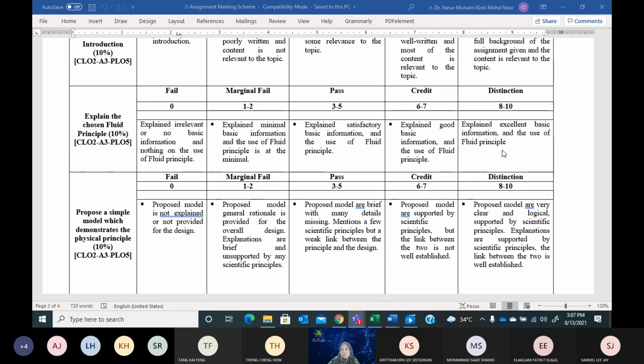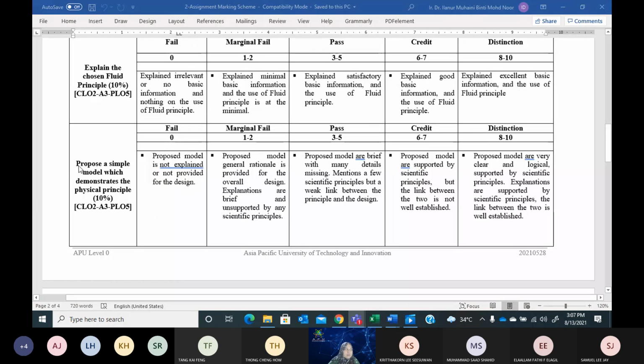Okay, basic information should have, for example, weight. Okay, how much is the weight used? How much is the distance? Depends on which value used. Okay. After that, propose a simple model which demonstrates the physical principle.